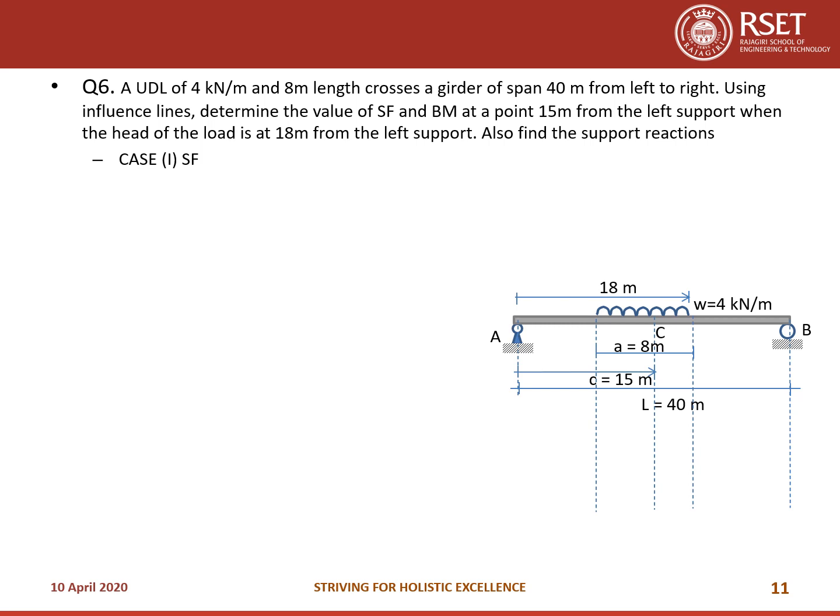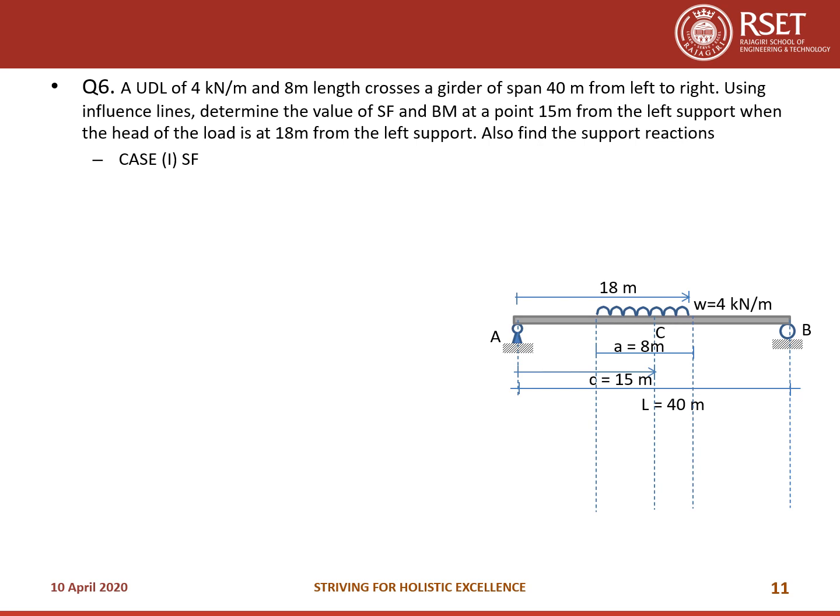So here please understand, this is the case of UDL where the length of UDL is less than the span of the member. But here what is asked is, you are given the location of the UDL. You are given that the head of the UDL is kept at 18 meters, and you are asked to get the bending moment at section C when the UDL is kept like this. So you understood the difference.